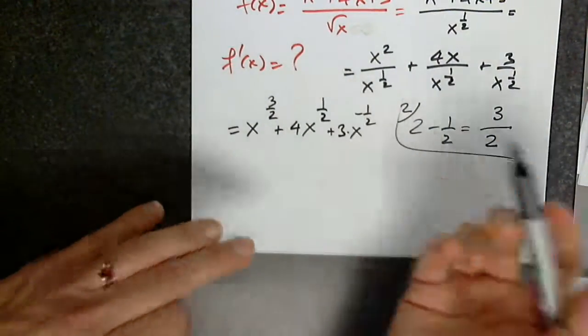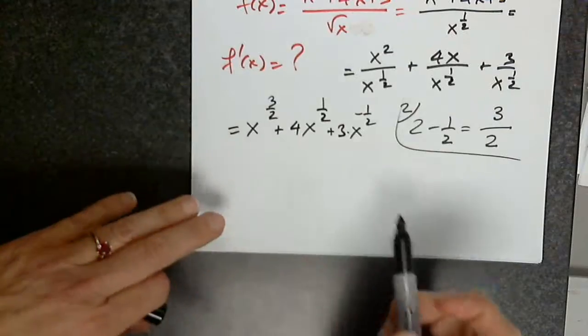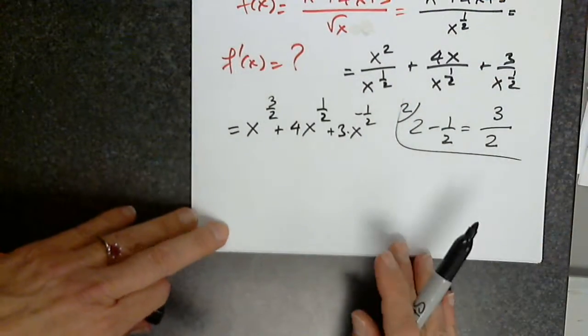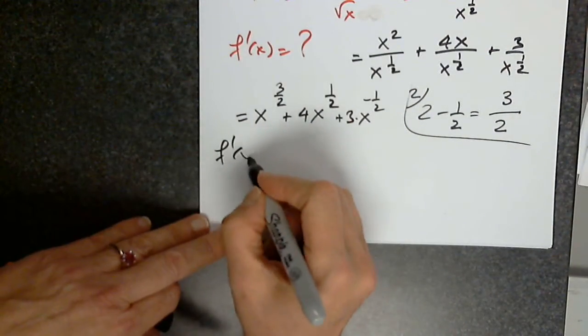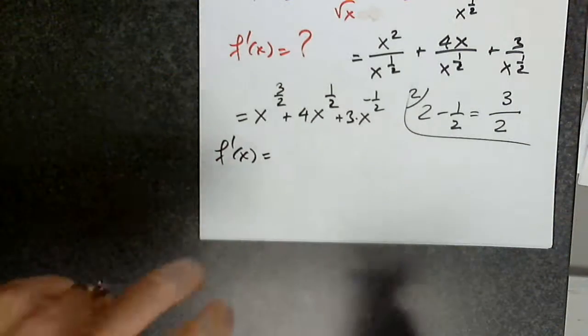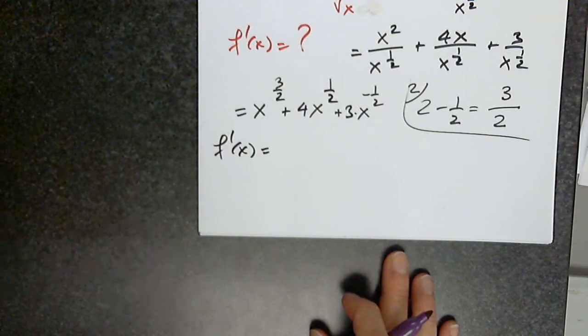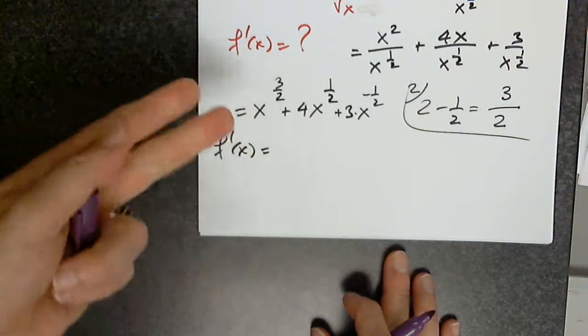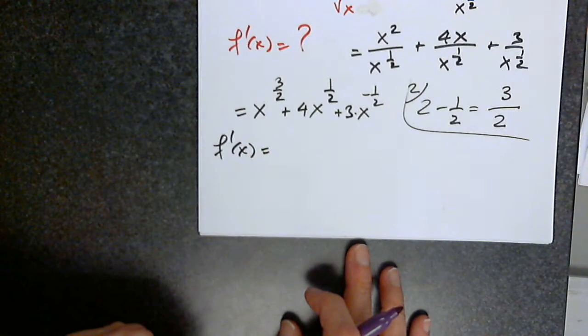Could you have used the quotient rule? Yes, we're going to use the quotient rule on something else. But I wanted to show you this way as well. So finally, f prime of x. What do I do? First of all, the derivative of a sum is the sum of the derivatives, because the functions are differentiable, right?